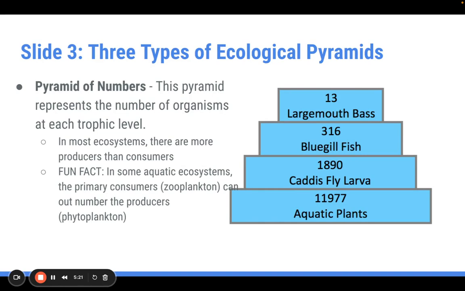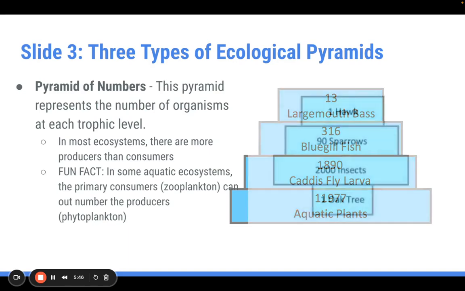First, we are going to begin with what is called a pyramid of numbers. It is called the pyramid of numbers because it shows the number of organisms in each population at each trophic level on the pyramid. This is evident by the freshwater ecosystem food chain pyramid of numbers now on your screen. You will notice that there are significantly more aquatic plants, the producers at the first trophic level, than there are largemouth bass, the tertiary consumer at the fourth trophic level.